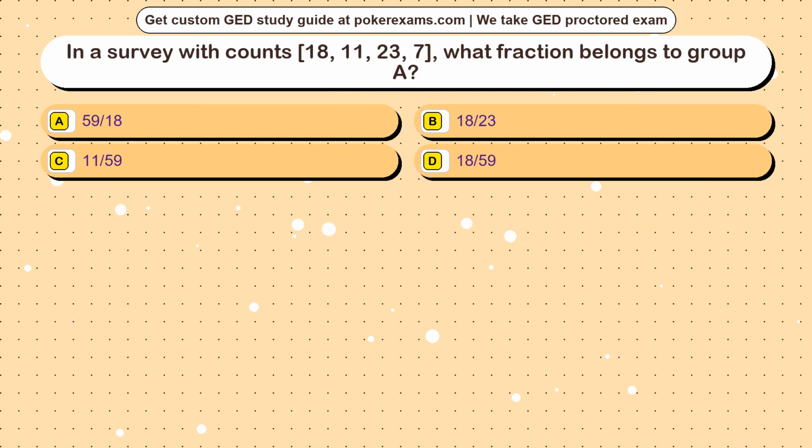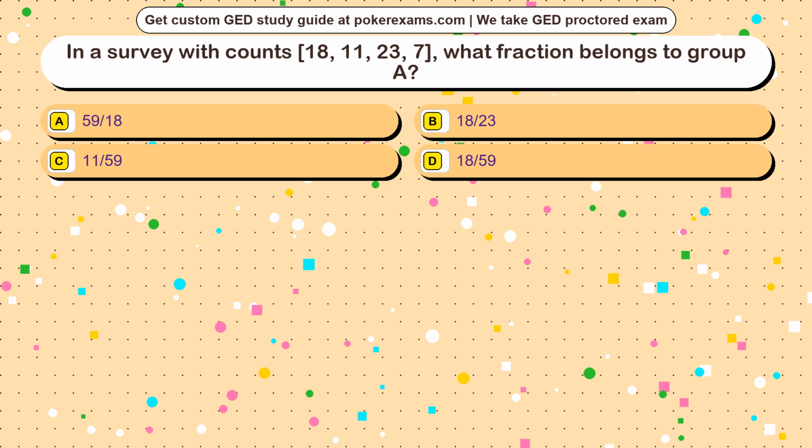Question 2. In a survey with counts 18, 11, 23, 7, what fraction belongs to group A? Option A, 59/18. Option B, 18/23. Option C, 11/59. Option D, 18/59.